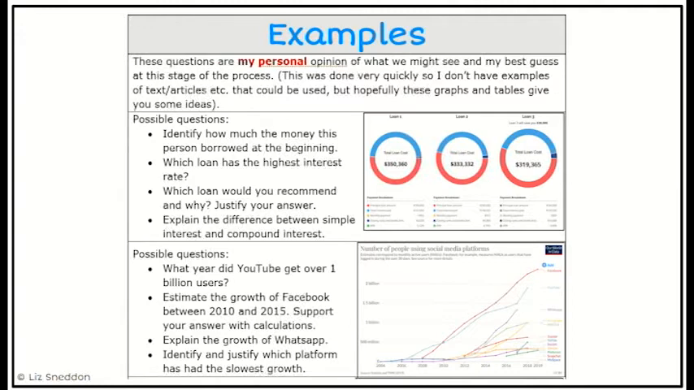So then the second graph that we've got underneath there, that's looking at different social media platforms and how many users there are. So looking at when did they get over a certain point. So just identifying information, extracting info from a graph. Estimate the growth. So that might be calculating some gradients.